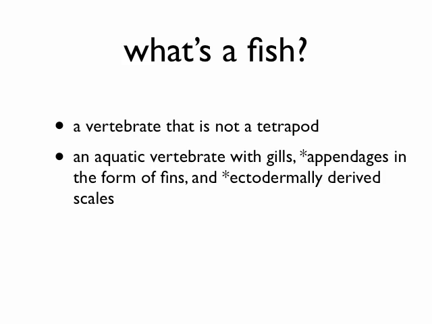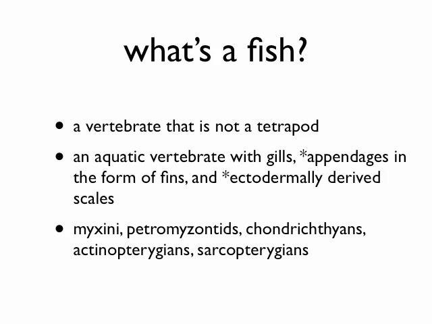have ectodermally derived scales. And they include the Myxini, the hagfishes, the Petromyzontids, the lampreys, the Chondrichthyans: sharks, skates, rays, chimeras, the Actinopterygians, the largest group of what we would call the bony fishes, and the Sarcopterygians, a small group of fish, but the rest of us tetrapods belong to the Sarcopterygia.